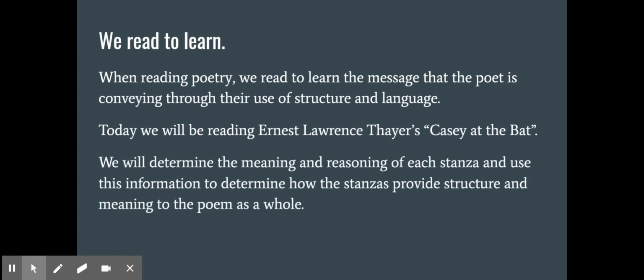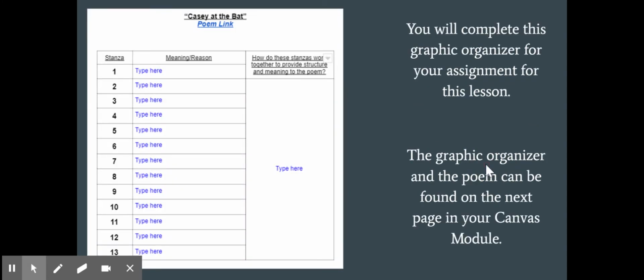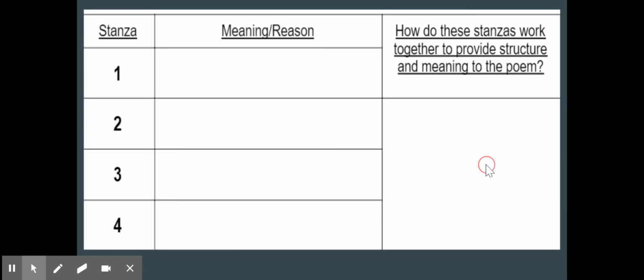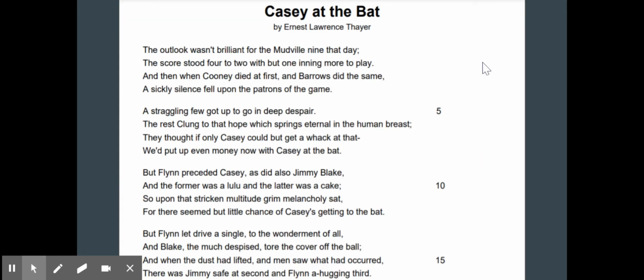And we're going to determine the meaning and reasoning of each stanza, and then utilize that information to think about how do those stanzas provide structure and meaning to the poem as a whole. All right, so we're going to be completing a bit of this graphic organizer together. This graphic organizer and the poem can be found on the next page in your Canvas module. We're just going to be looking at stanzas 1 through 4 and thinking about our learning target with that.